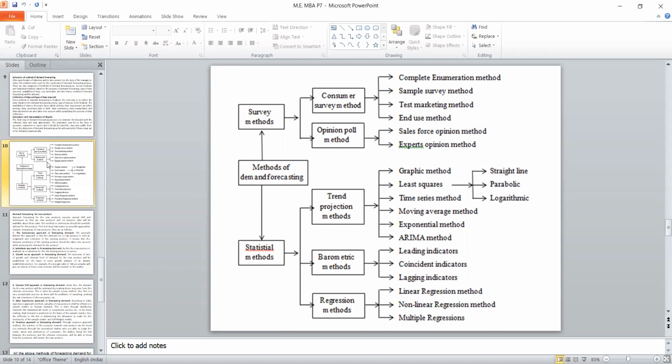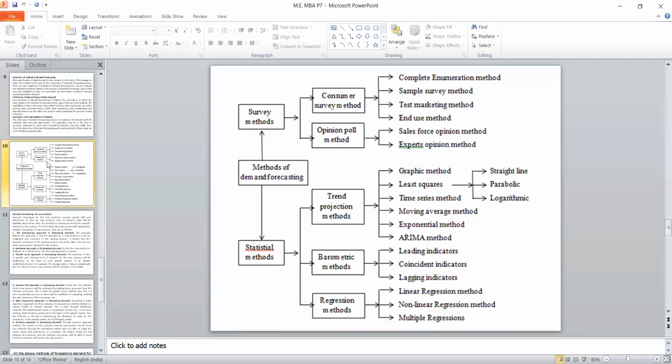Usually, the methods of demand forecasting are divided into 2 categories. One is the survey method, another one is the statistical method. When we do a qualitative one, not using quantified factors, it is called the survey method. Suppose we are using data, collecting primary data and secondary data, and interpreting it, then it is not the survey method, it is a statistical method.